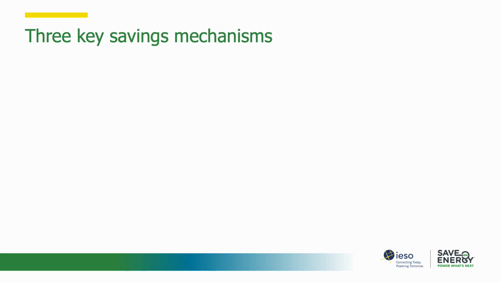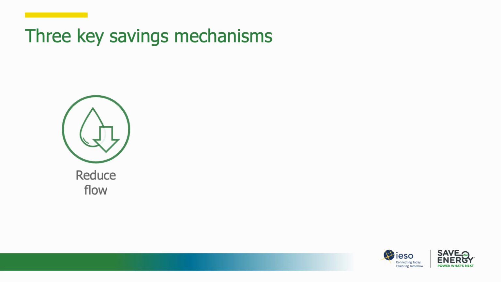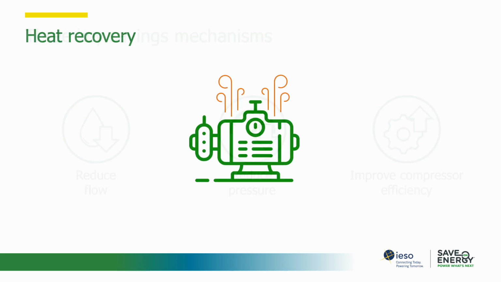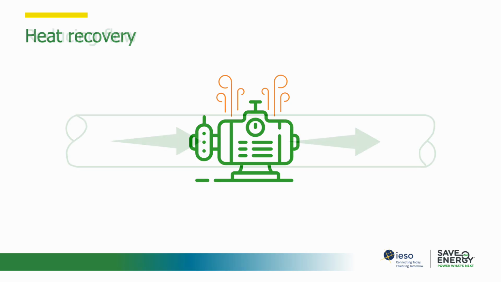Let's start by looking at the three savings mechanisms for compressed air systems: reduced flow, reduced pressure, and improved compressor efficiency. There's also the potential for heat recovery from the compressor, but as this is not directly part of compressed air operations, we won't cover it here.